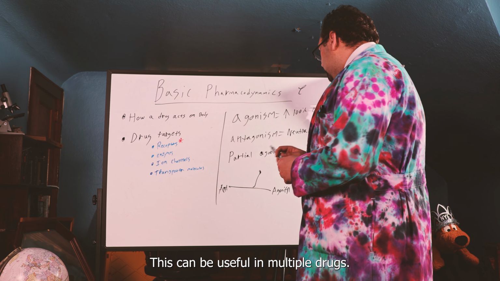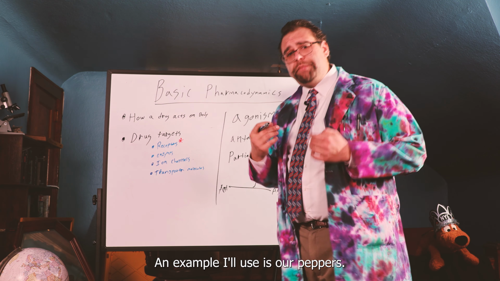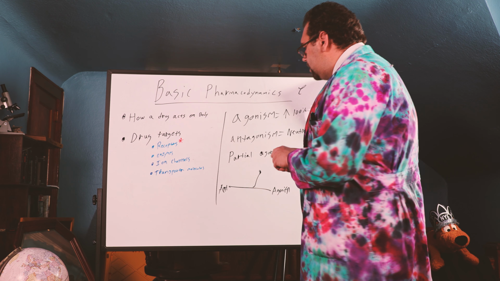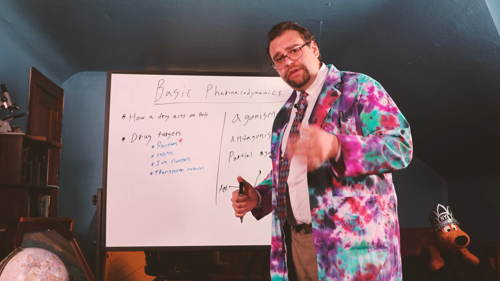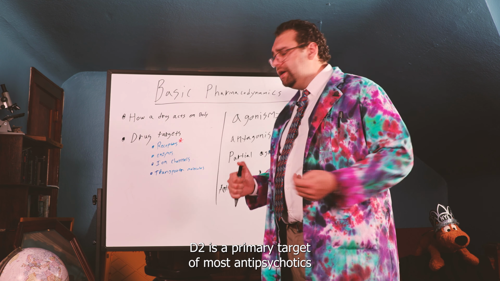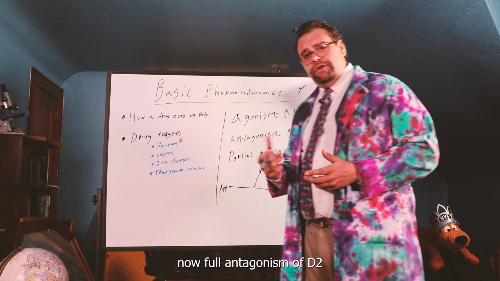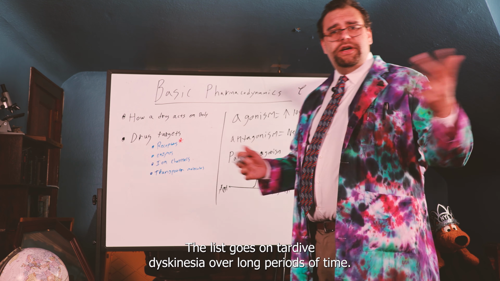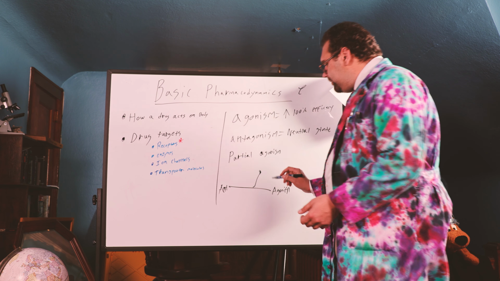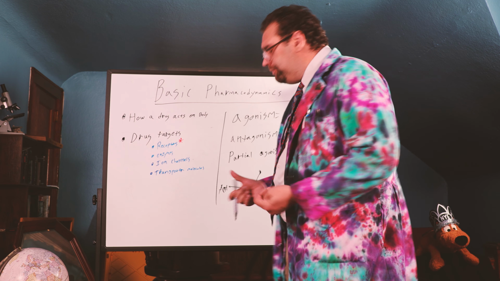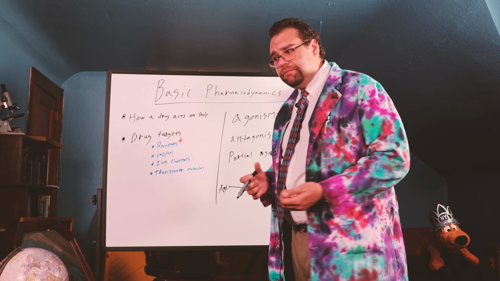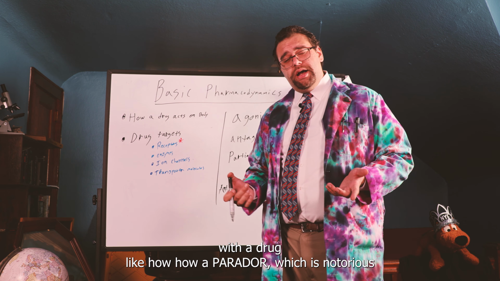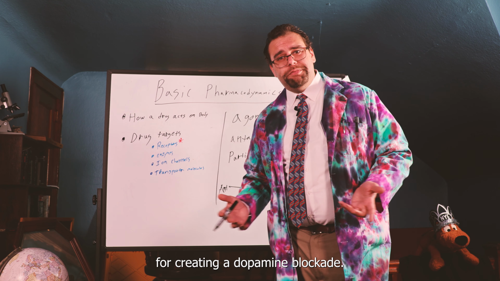This can be useful in multiple drugs. An example I'll use is Aripiprazole. Aripiprazole is an atypical antipsychotic that's a partial agonist at D2. That's dopamine at the D2 receptors. There are 5 types. D2 is a primary target of most antipsychotics. Now, full antagonism of D2 has many negative effects: extrapyramidal side effects, pseudo-Parkinsonism, the list goes on, tardive dyskinesia over long periods of time. So by using a partial agonist, you can reduce the amount of side effects because you're not fully occupying the receptors at such a level as you would with a drug like haloperidol, which is notorious for creating a dopamine blockade.